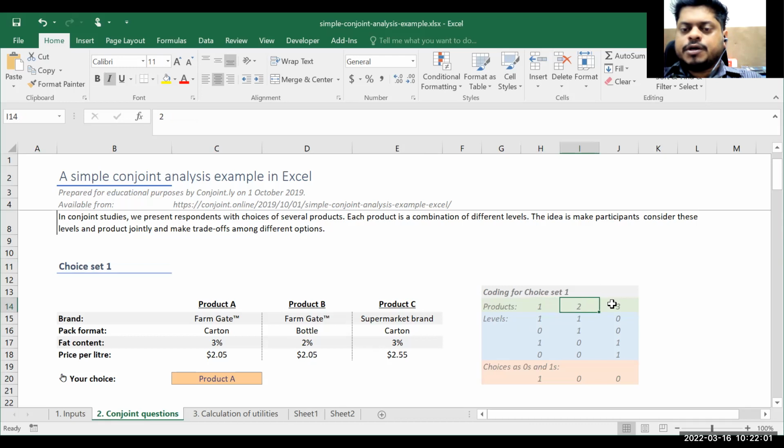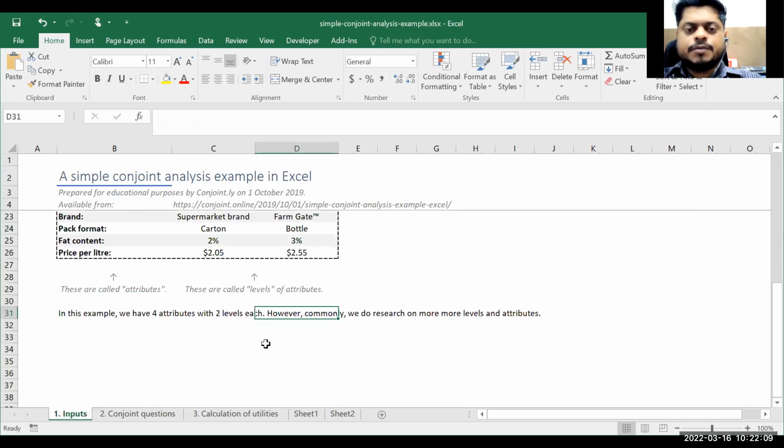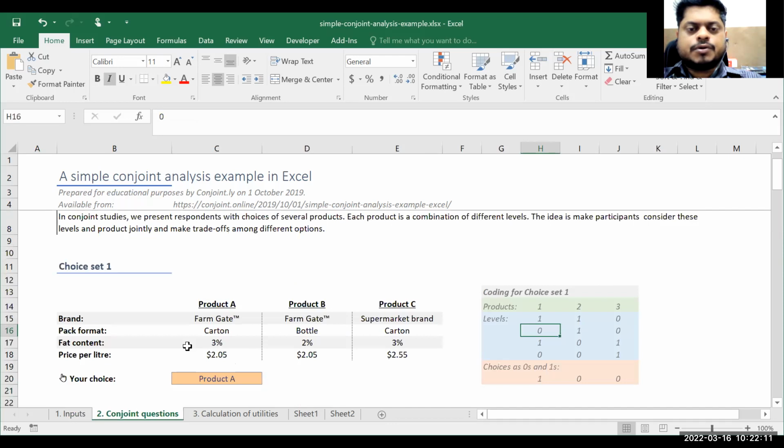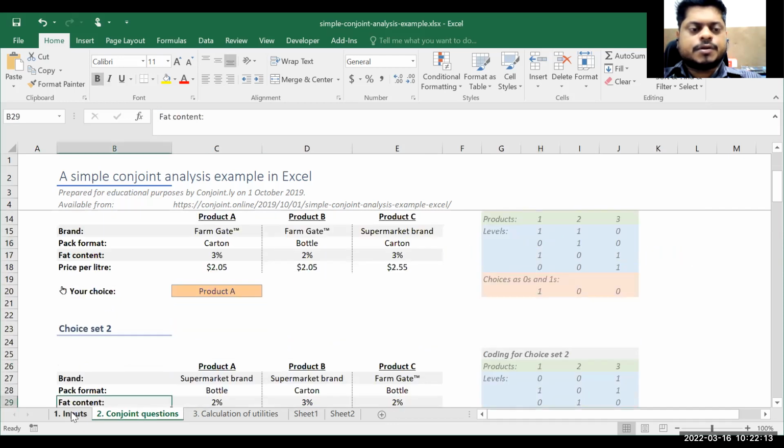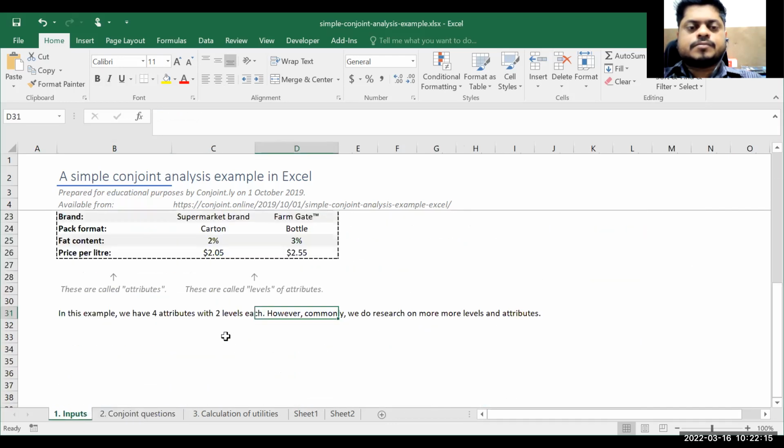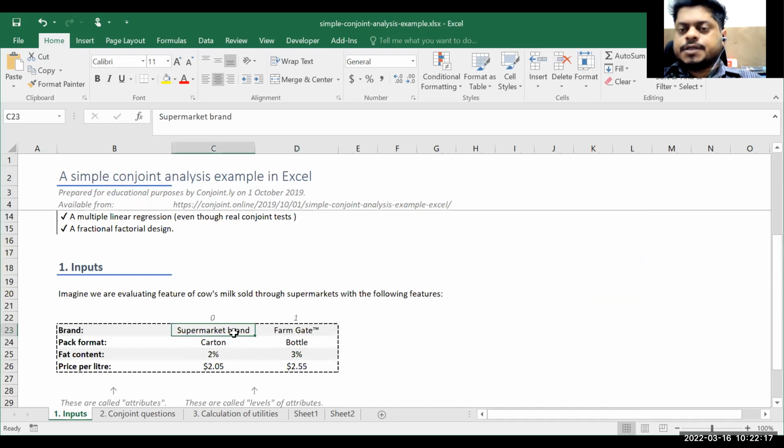So I have three products. If I look into product one, for each label, the dummy coding has happened. I think all of you know about dummy coding. So if I go back to the inputs, okay, here it is given. A brand: supermarket brand, Farmgate. Supermarket brand is dummy coded as 0, Farmgate is 1.